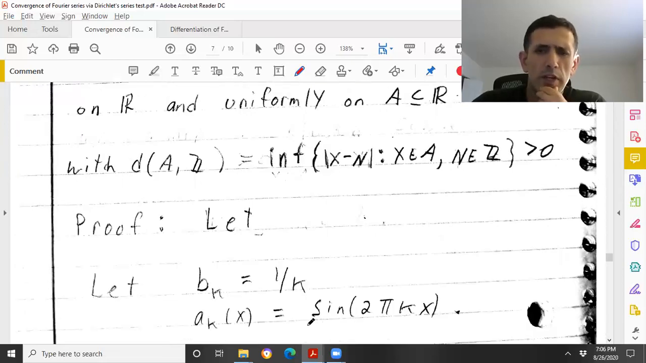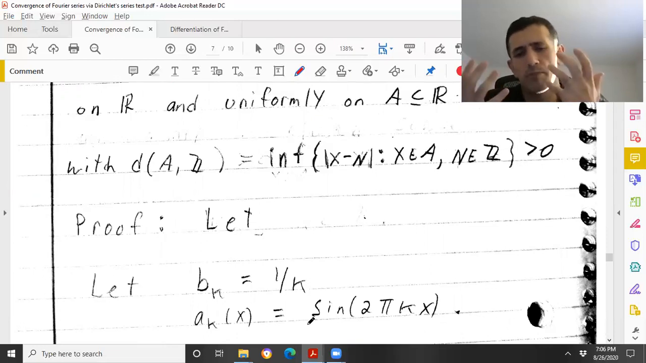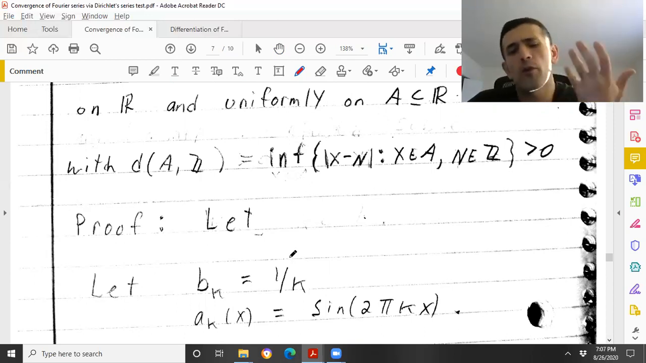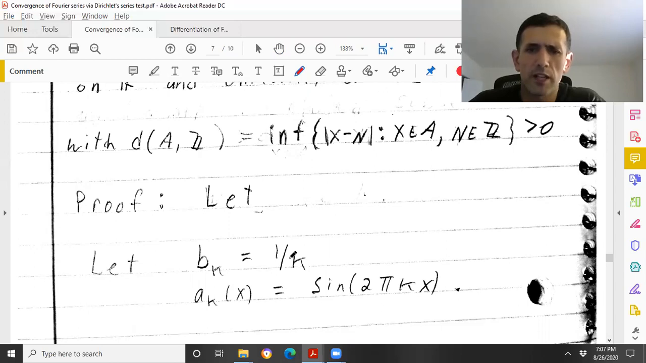Let's say bk is 1 over k, and ak is sine 2 pi kx. We're going to invoke the Dirichlet series test. It's not surprising that Dirichlet, who studied Fourier series and came up with a very useful general convergence theorem for when a function equals its Fourier series, came up with an infinite series test that's basically tailor-made to study convergence properties of series that pop up from Fourier series.